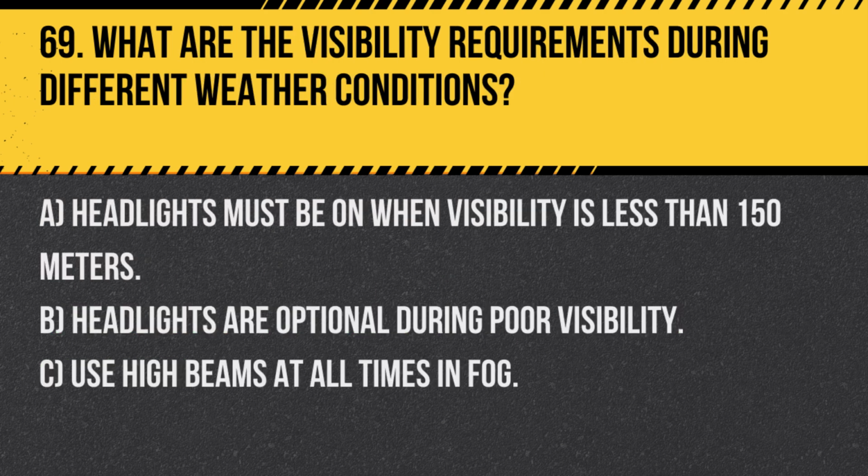Question 69. What are the visibility requirements during different weather conditions? A. Headlights must be on when visibility is less than 150 meters. B. Headlights are optional during poor visibility. C. Use high beams at all times in fog. Answer: A. Headlights must be on when visibility is less than 150 meters. This rule helps improve visibility for you and other drivers.